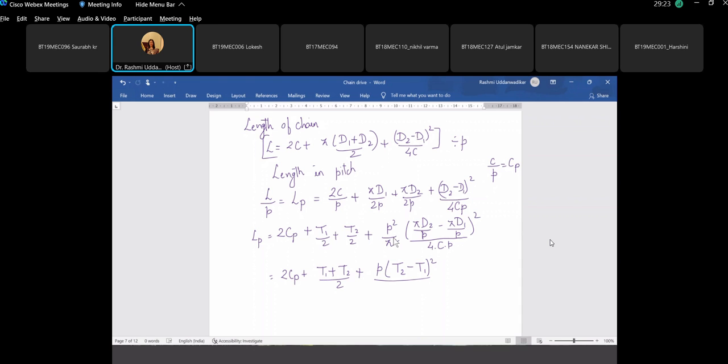What is the value of pi? Pi is 3.14. So approximately square of pi would be 9 point something, say 9.5. This is assumed to be 10 multiplied with 4. So this comes out to be 40, so this is 40 times C. So we are assuming pi square to be 10, so 4 pi square is taken as 40 C. So this is the length of the chain in terms of pitches.